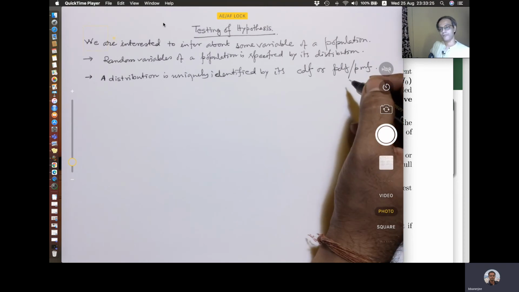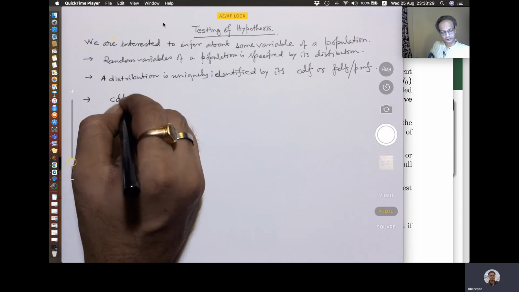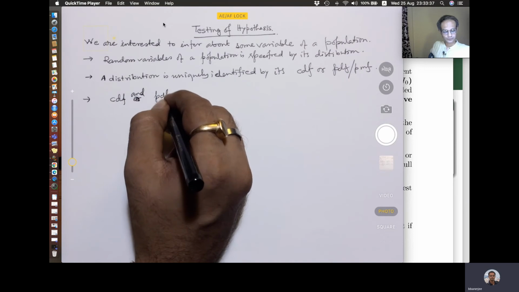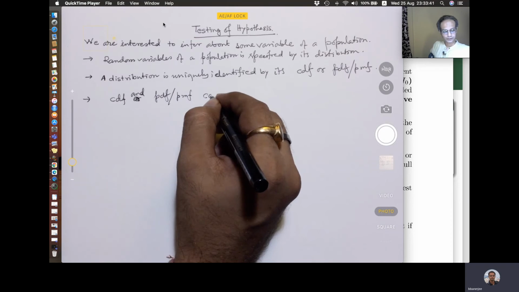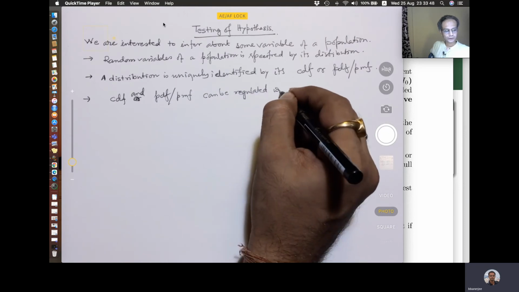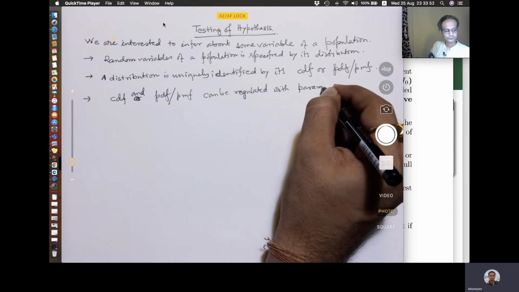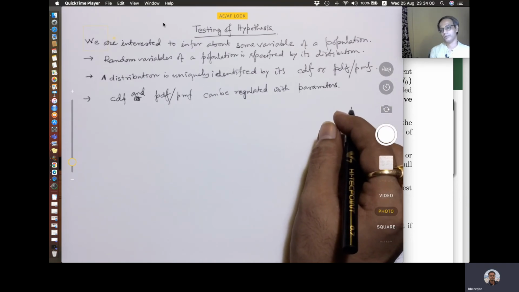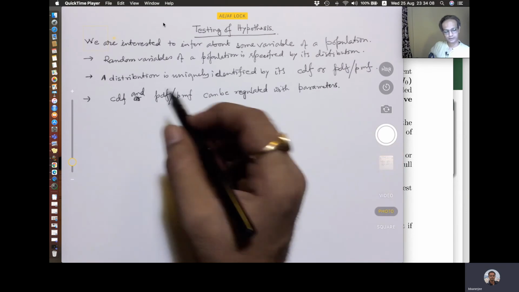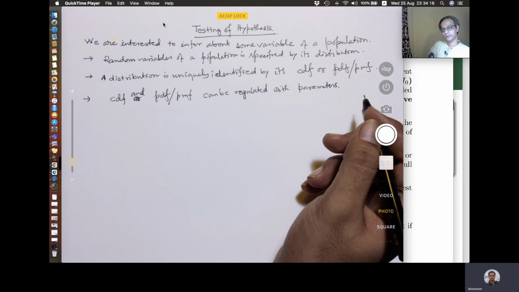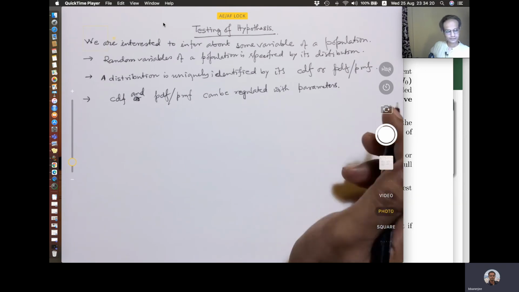Okay. Now, this CDF or PDF or PMF can be regulated with parameters. And we are usually inferring about the parameters and usually doing the testing related to the parameters. But not only that, we can directly go for the testing of CDF or testing of PDF. That can be done. But in this course, we will strictly restrict ourselves to the parameters.